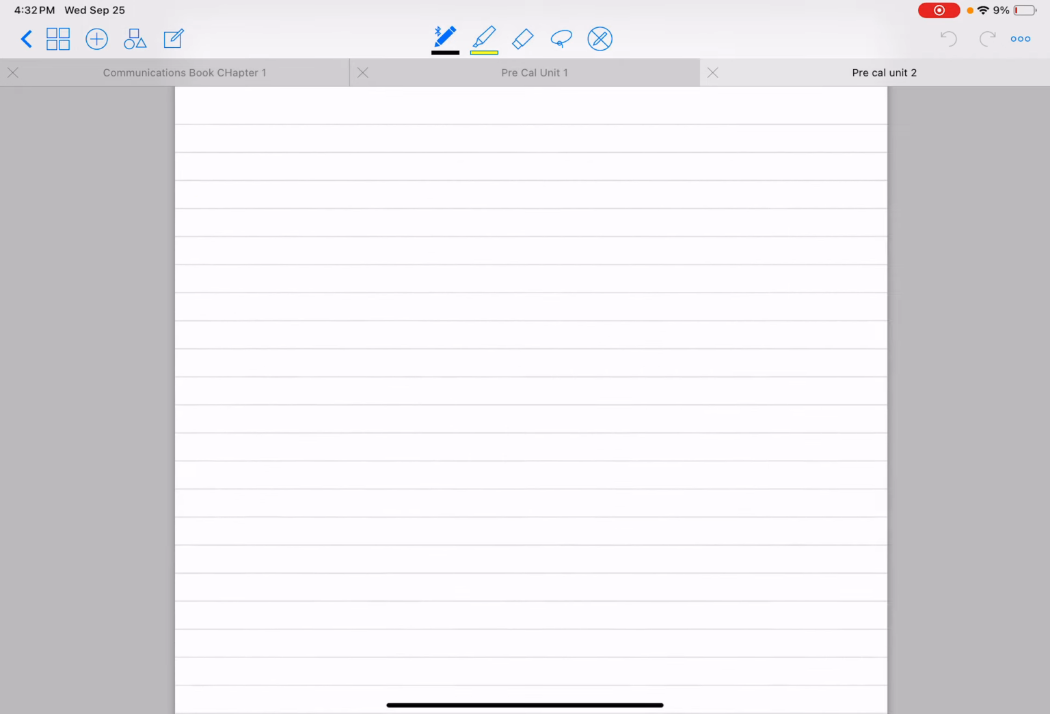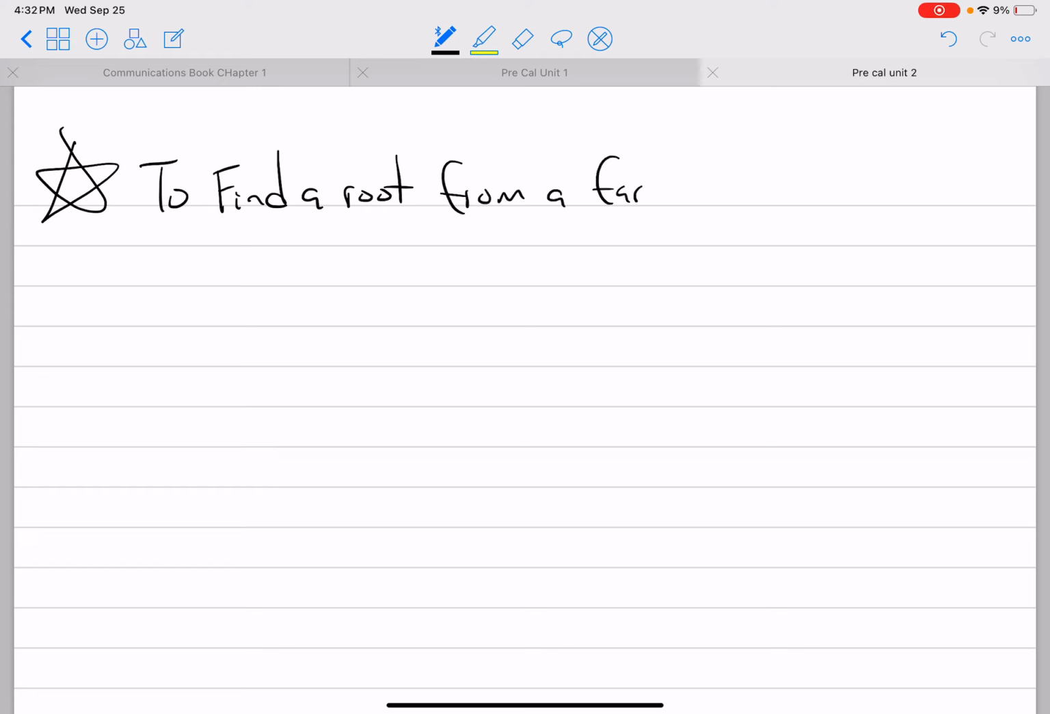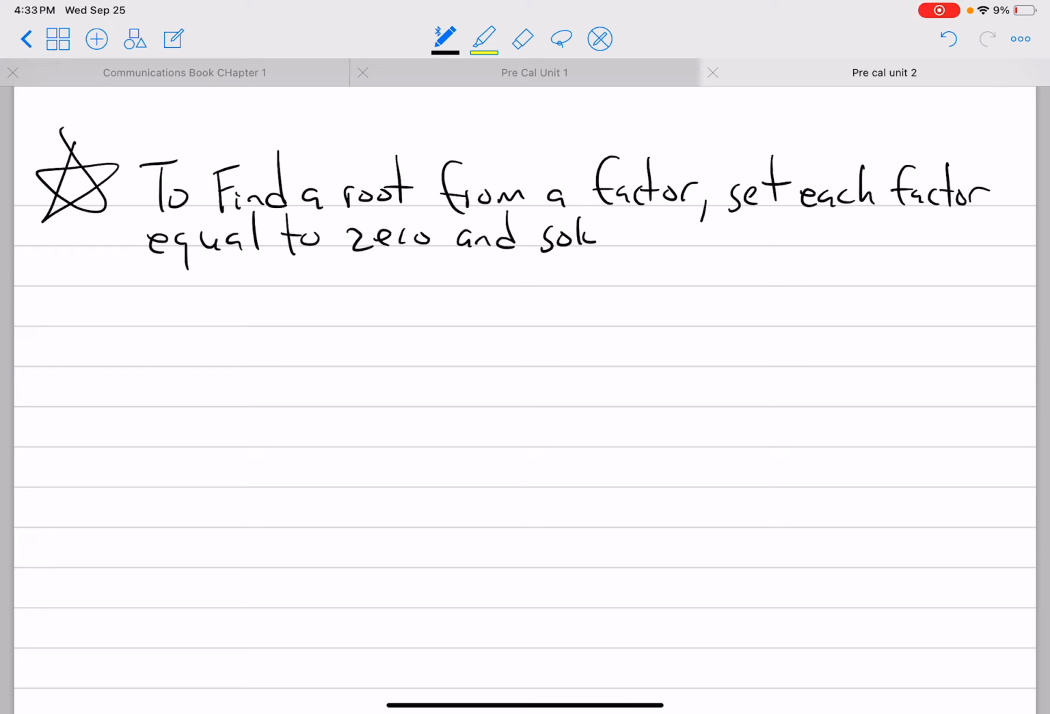Let's move to this next page. So again, let's put a star here. So to find a root from a factor, set each factor equal to 0 and solve. So you're going to do one example.